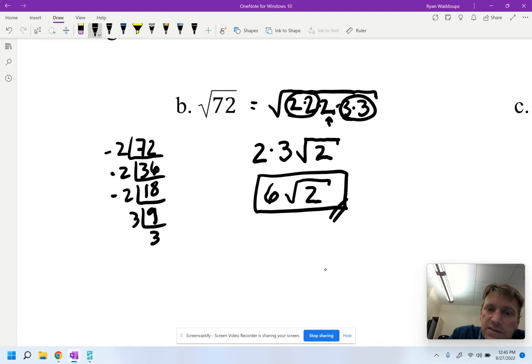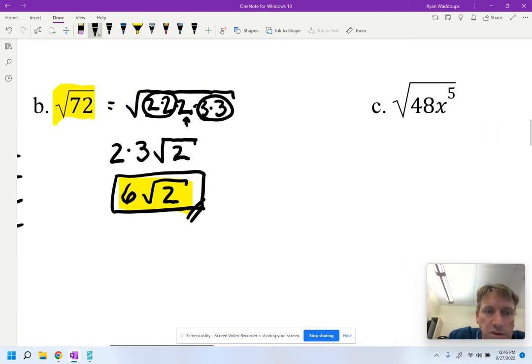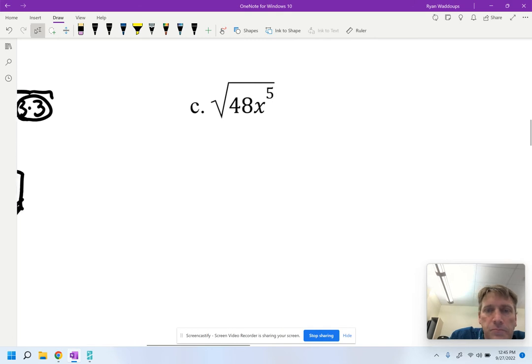And if you put 6 square root of 2 and the square root of 72 both in your calculator, you'll get the same decimal. This is one way to sort of check to see if what you have is equal to what you had started with.